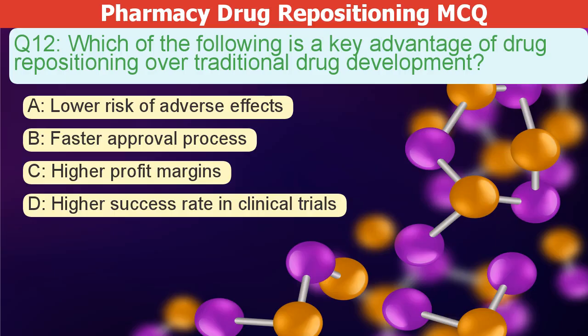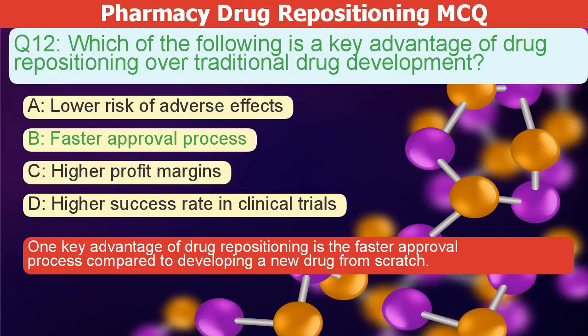Which of the following is a key advantage of drug repositioning over traditional drug development? A. Lower risk of adverse effects. B. Faster approval process. C. Higher profit margins. D. Higher success rate in clinical trials. The correct answer is B. One key advantage of drug repositioning is the faster approval process compared to developing a new drug from scratch.